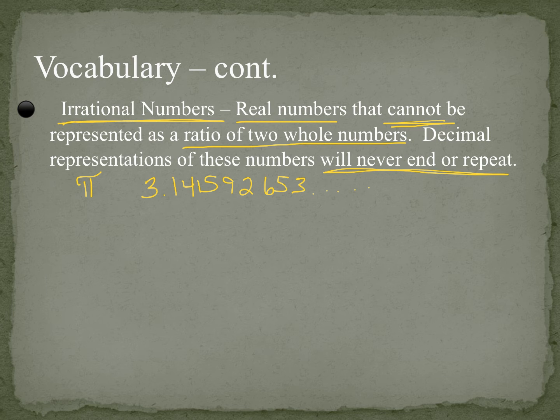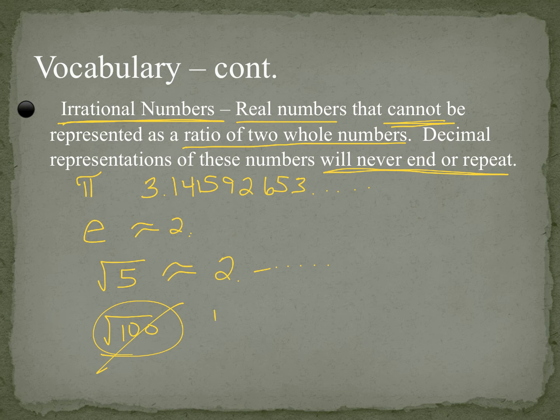Another one, like I said, is e. E is about 2 point something. Then we also have things like the square root of 5. There's no number times itself that gives me the square root of 5. If I put it into my calculator, it would give me 2 point something, but it would never end. Things like the square root of 100 are not irrational, because that is 10. So that is not an irrational number.